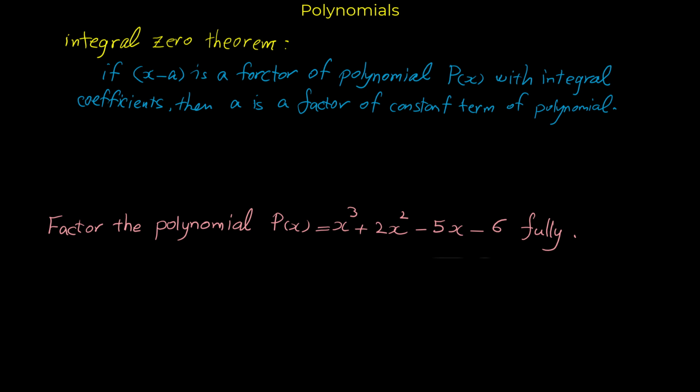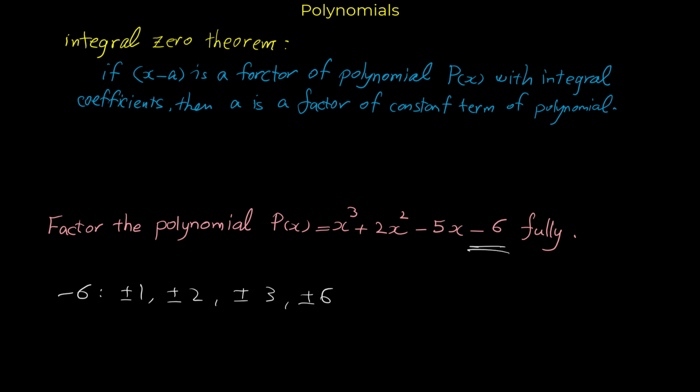Let me explain the integral zero theorem by doing this example together here. We want to factor this polynomial fully. To find the possible factors of this polynomial, we look at this constant term here, -6. What are the factors of 6 or -6? Plus minus 1, plus minus 2, plus minus 3, and plus minus 6.